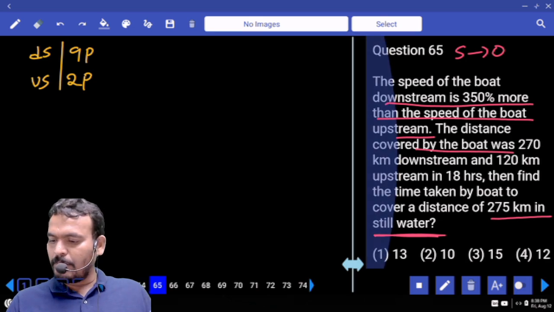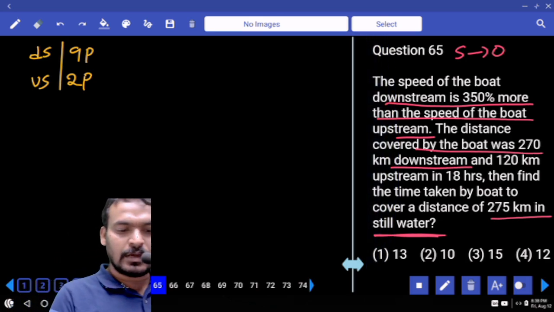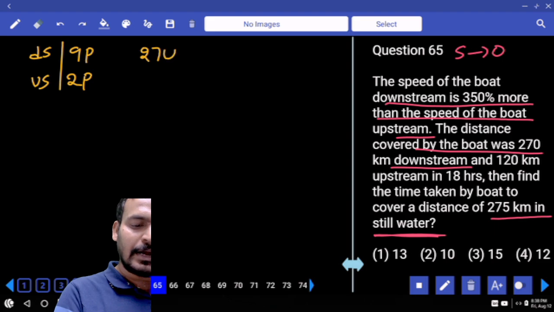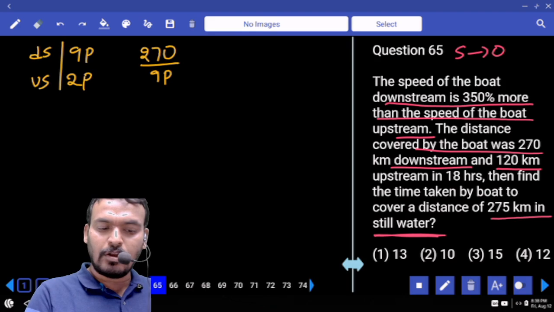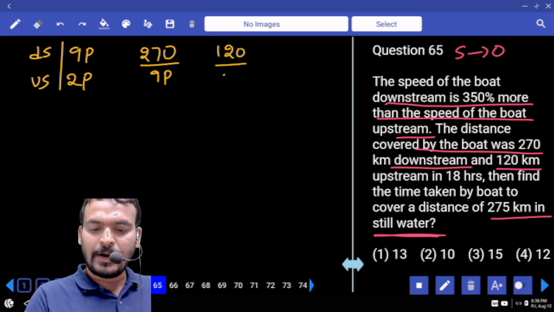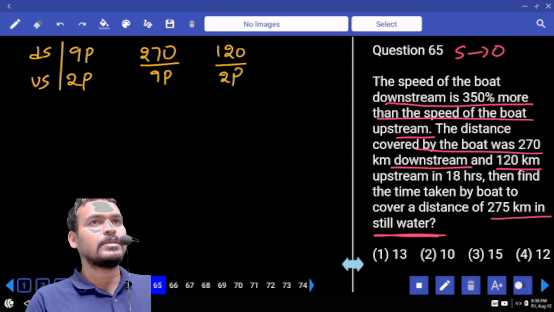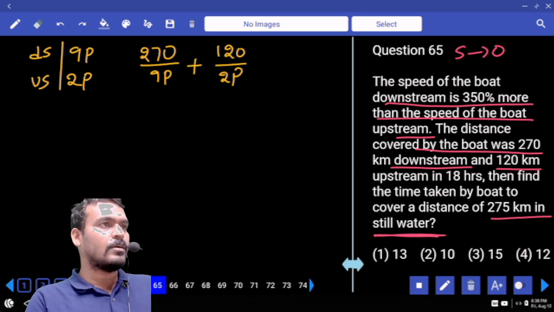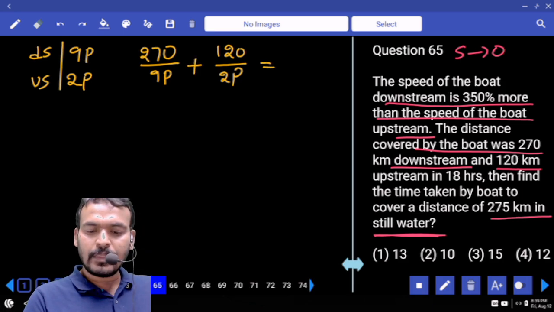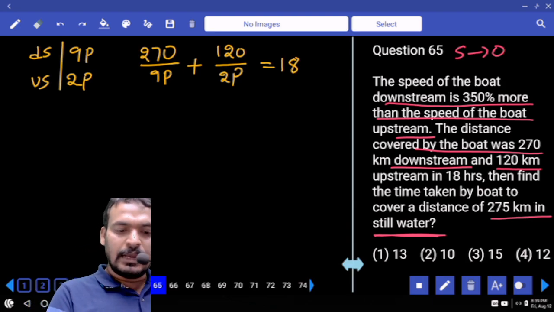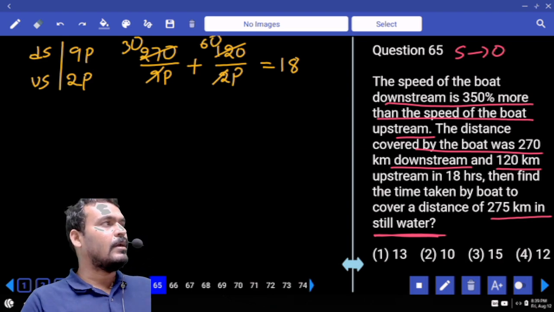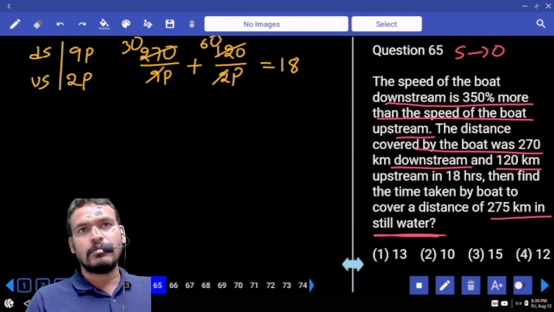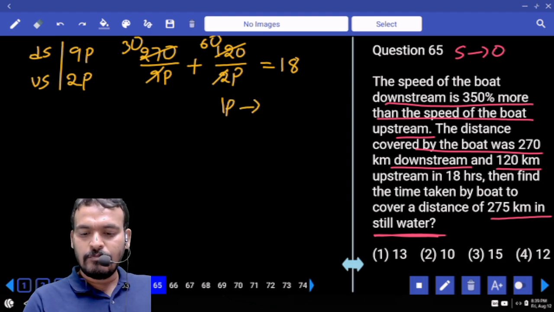The distance covered by the boat was 270 kilometers downstream. Nothing but 270 by how many parts? 9 parts. Next, distance covered in upstream, 120 kilometers in how many parts? 2 parts or not. Distance by speed plus distance by speed, we get the total time or not. What is the total time? 18 hours. 9 how many times? 30. 2 how many times? 60. 30 plus 60? 90. 90 by parts equals 18 or not. Then every one part equals 5 or not.